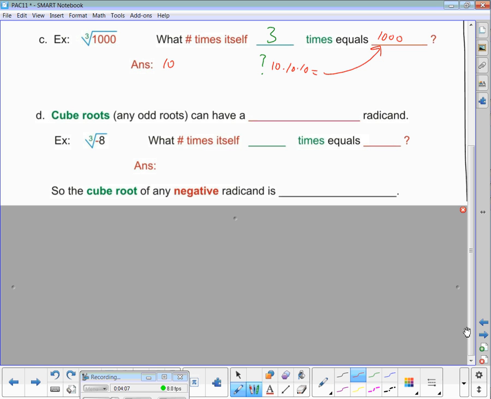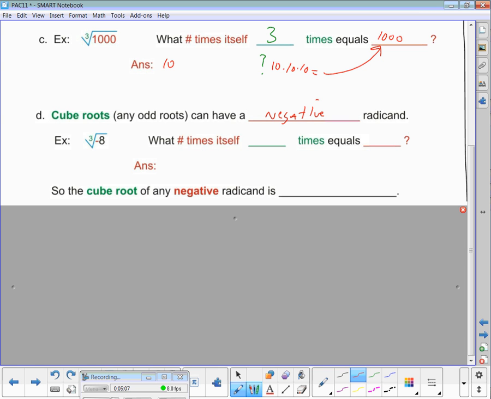All right, D. Cube roots. Any odd roots can have a negative radicand. You might say, Mr. Scarfy, why are you saying that? Because if you remember back to even roots, an index of 2, an index of 4, an index of 6, you cannot take an even root of a negative radicand. The reason you can't is whenever you multiply 2 things together, the same thing, you can never get a negative result. Positive times positive is a positive. Negative times negative is a positive. Anything times itself 2 times or 4 times or 6 times always gives you a positive. So it's impossible to get a real number answer to an even index and a negative radicand.